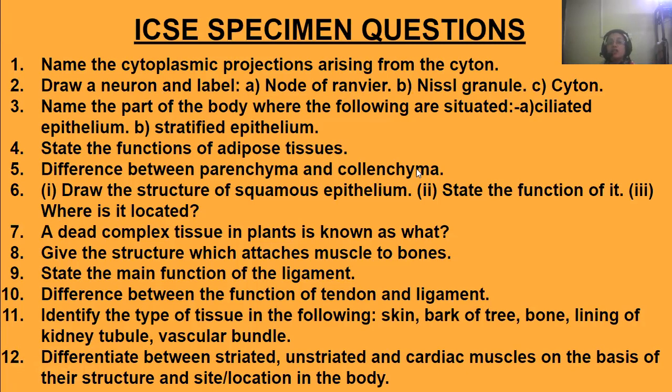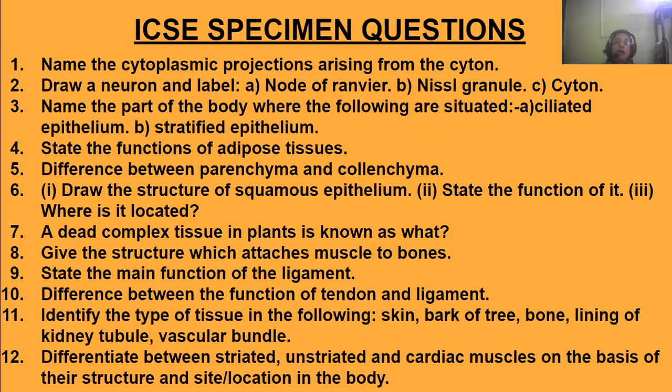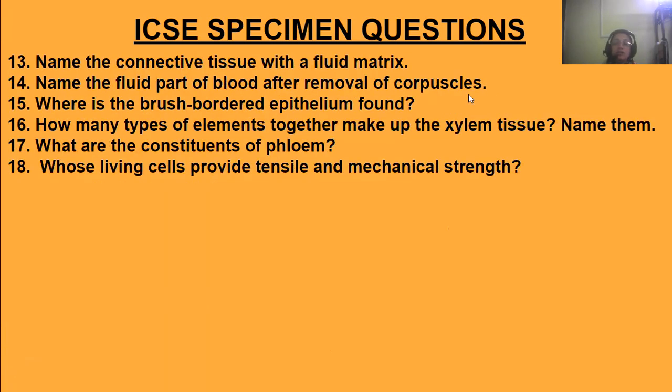Name the cytoplasmic projections which arise from the cyton. What are the cytoplasmic projections that arise from the cyton? They are dendrons and axon. Next, we come to the second question, that is, draw a neuron and label the node of Ranvier, Nissl granule, and the cyton. See the picture.